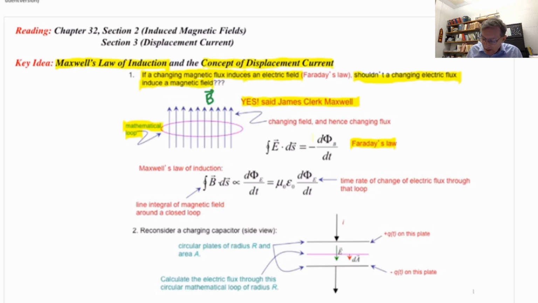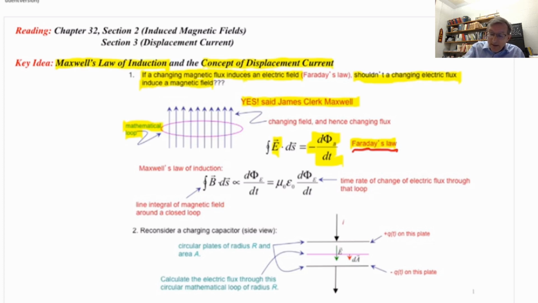And if that's changing with time, d phi sub B dt, you'll have an induced electric field around the perimeter, either one way or the other, depending upon whether the flux is increasing or decreasing. And that's what this equation is right here. The integral of E dot ds around the loop, and that E is the induced E, is equal to negative d phi sub B dt. Faraday's law. Okay? Now Maxwell said, just turn everything around.